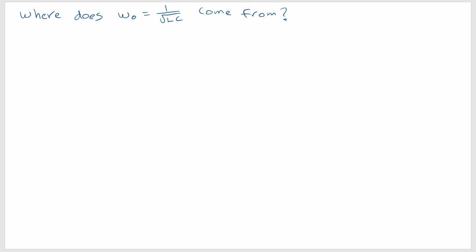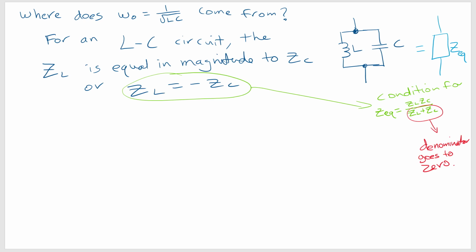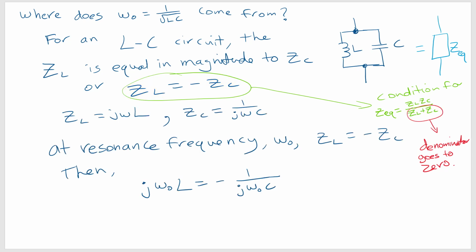And then where does this 1 over root LC come from? Well, for this circuit, we want the magnitude of the inductor's impedance to be equal to the magnitude of the capacitor's impedance. And that is the condition so that the denominator goes to 0. Once we have that concept, we could just plug in what we know about the impedance of the inductor and the impedance of the capacitor, and we know that at the resonant frequency, ZL has to equal minus ZC.